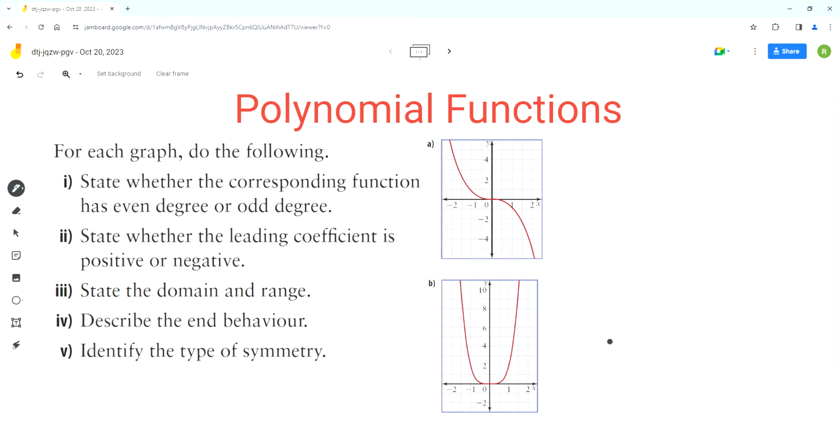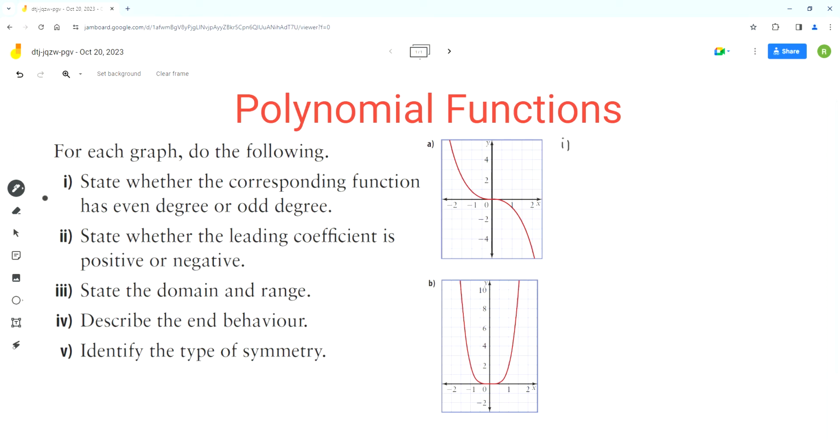Hello everyone. In this video, we'll solve this problem based on the concepts of polynomial functions. For each graph, we have to answer these 5 questions. We are given 2 graphs, A and B. So let's start with graph A and the first question.